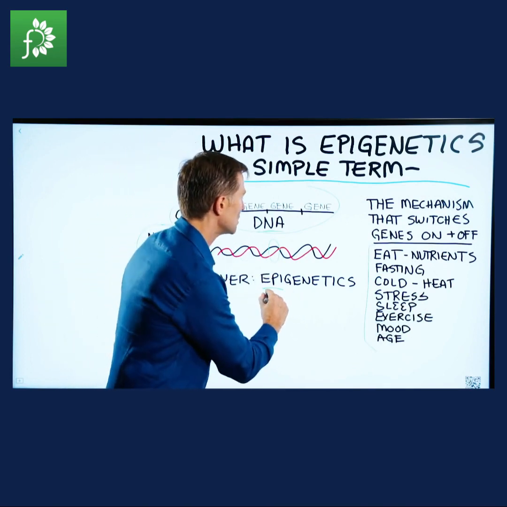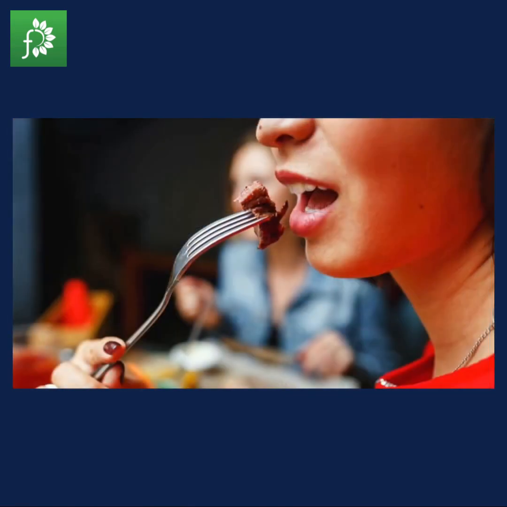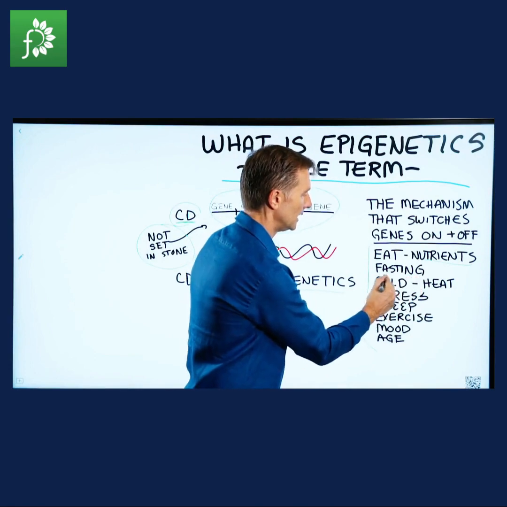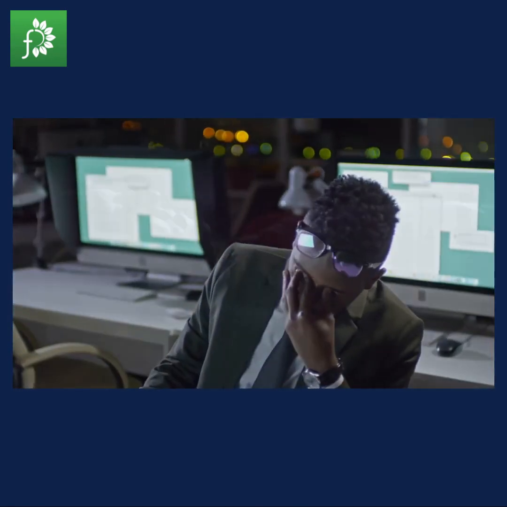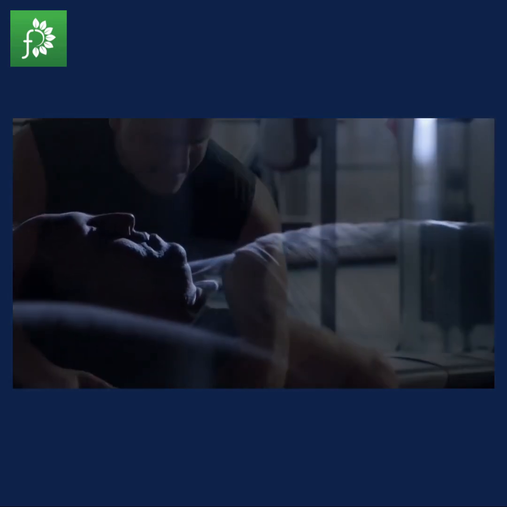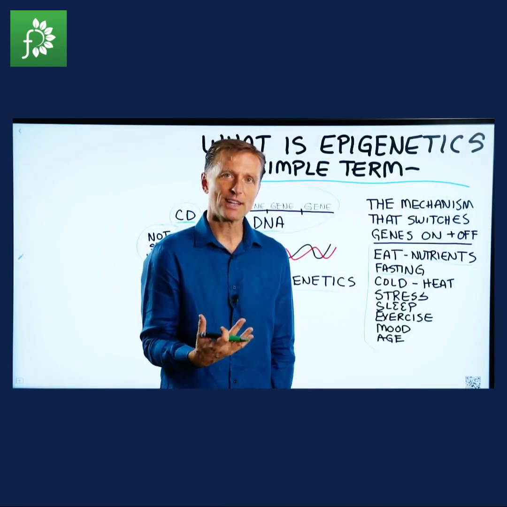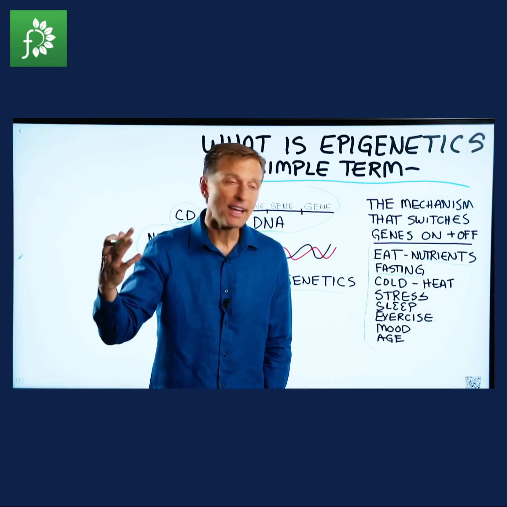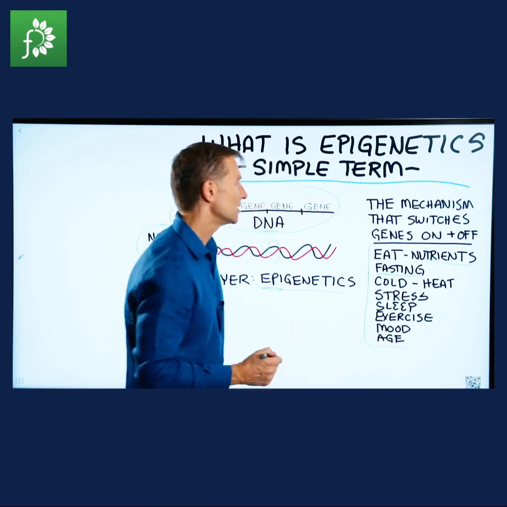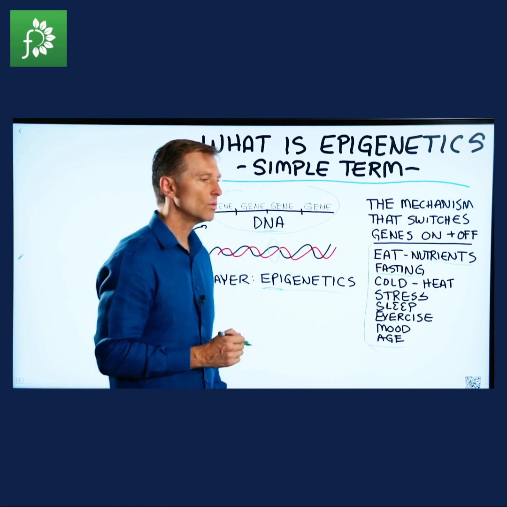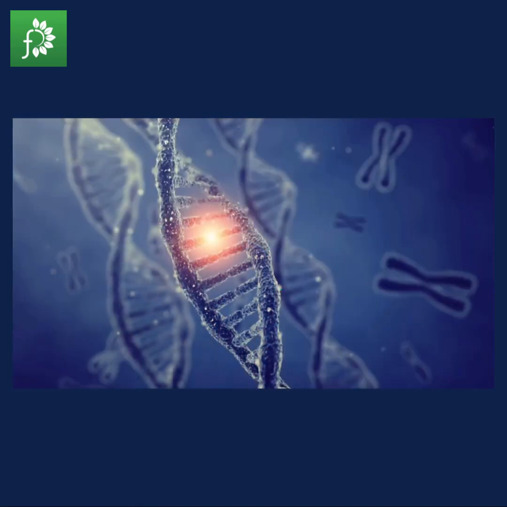Now, some triggers with epigenetics would be your environment, like what you eat, the nutrients in the food, when you eat, and when you're not eating, fasting, temperature, cold, heat, the stress level, sleep, exercise, the type of exercise you do. Your mood can affect your genes, okay? Your state of mind could affect your genes, which is pretty cool. Your age will affect your genes. So it's really only 1% of the genetics that differentiates us from someone else.